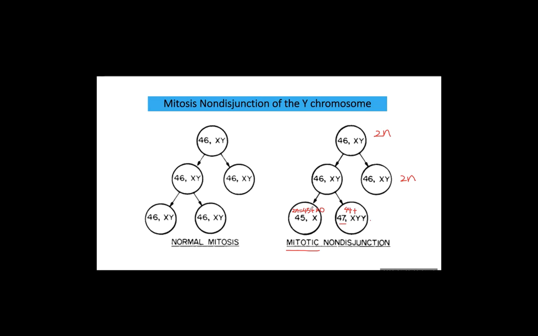I'm sorry, this is not 45, 44. I'm sorry, 44 plus XO. Therefore, total is 45. Okay? Because 44 are autosomes, and then the remaining two are supposed to be sex chromosomes. In this donor cell, it has only one sex chromosome, not two. In this cell, it has more than two, three sex chromosomes. So these kinds of abnormal chromosome numbers can result from mitotic non-disjunction. At the time, this 44 plus XYY can be formed.